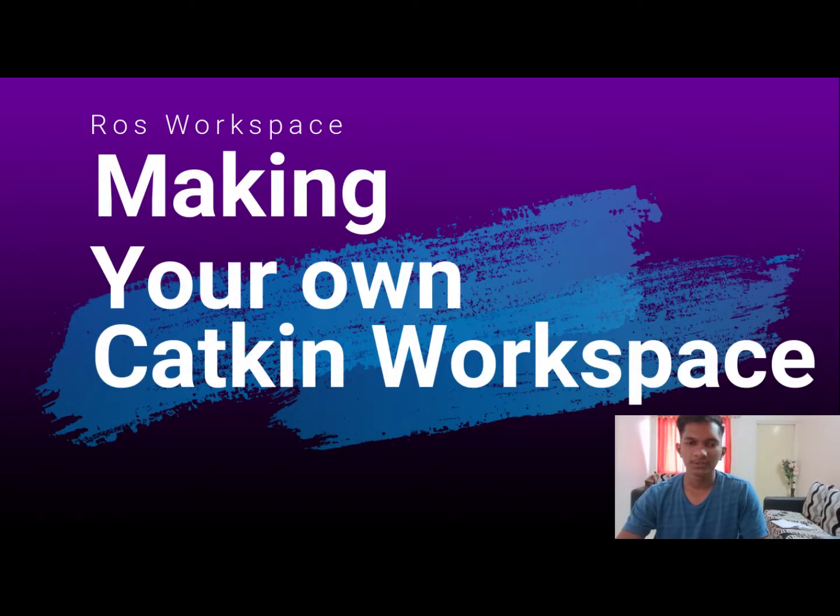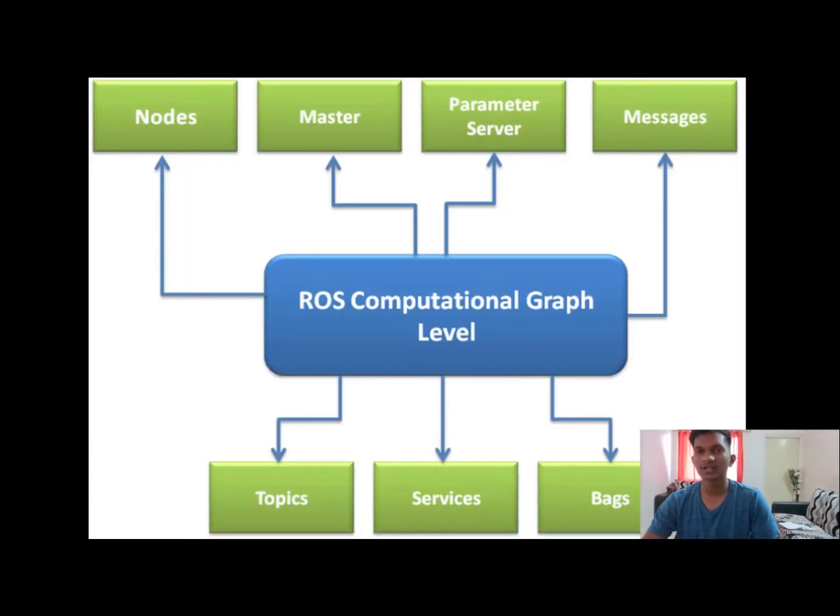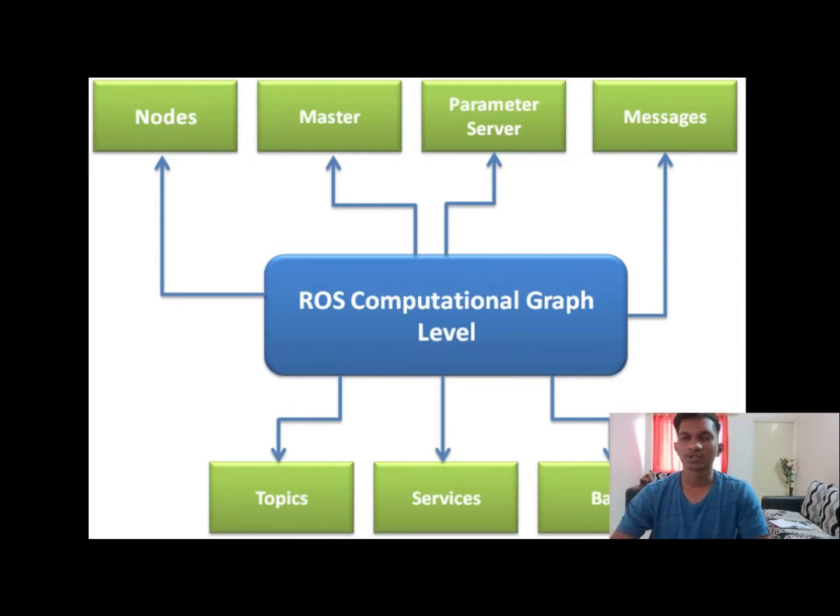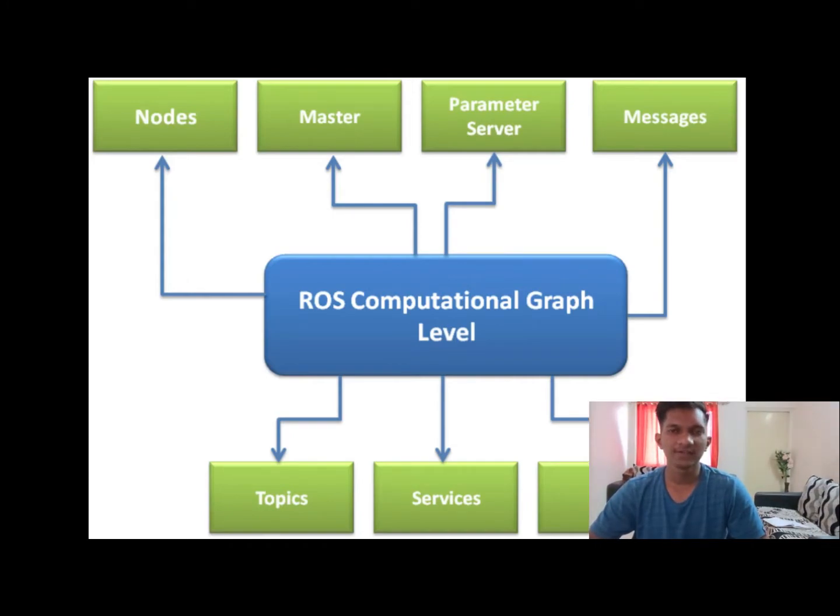So first of all, let me explain to you about the file system of ROS. So it will be easy to understand what the workspace is and how this workspace helps in creating our own projects. So now let me show you the file system of ROS. This is the file system of ROS. So ROS basically has two main things. First of all is the ROS core. ROS core is everything. We can say it's the brain of the ROS system.